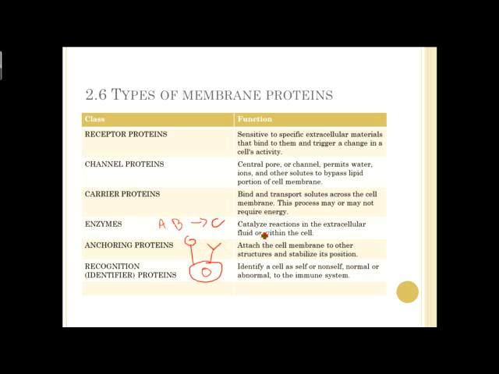If I was the immune system or a white blood cell, and I was looking for a Y, and this cell wasn't presenting a Y, it was presenting something completely different, I would say that that is not self, and I would target that for destruction. So that's how those identifier proteins keep your immune system from attacking itself.